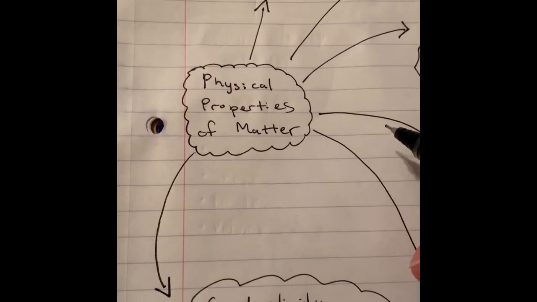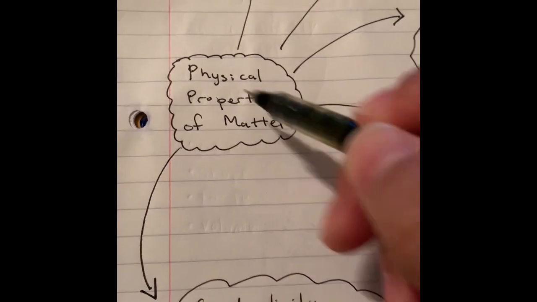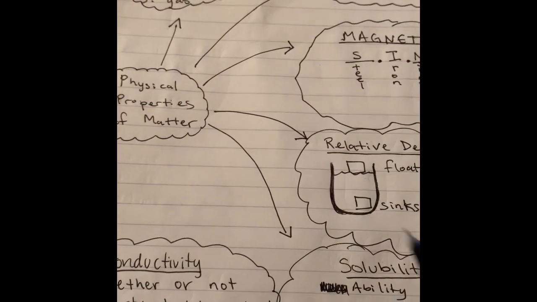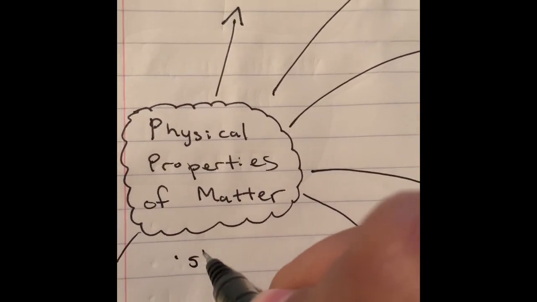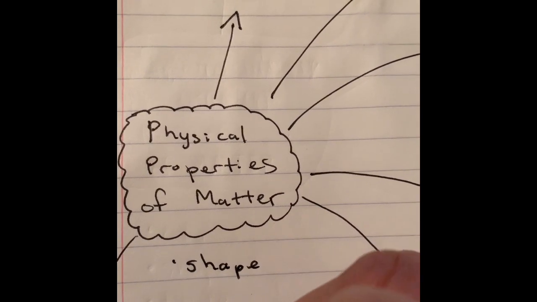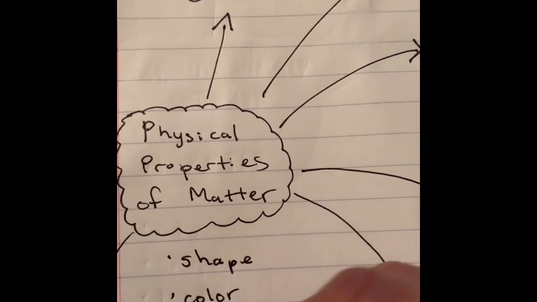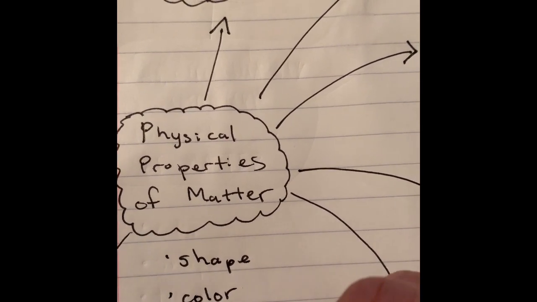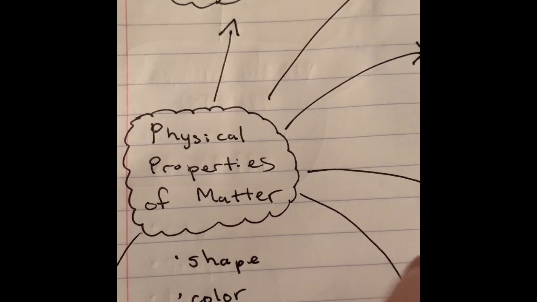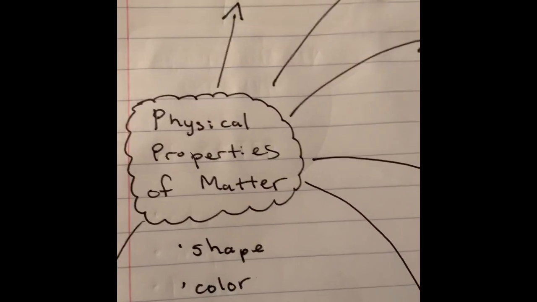Of course, there are other ways to classify matter, other physical properties besides these big 6 that we're focusing on. There's also shape, color, taste, size, and loads of others that we'll go over here in a second.